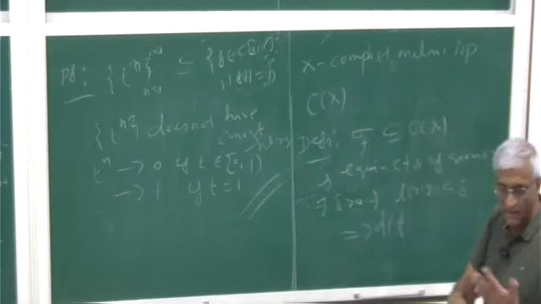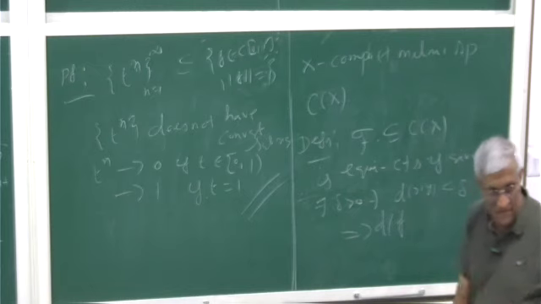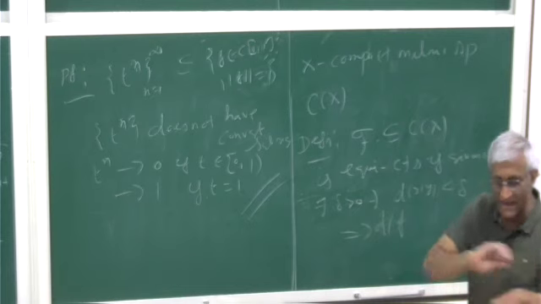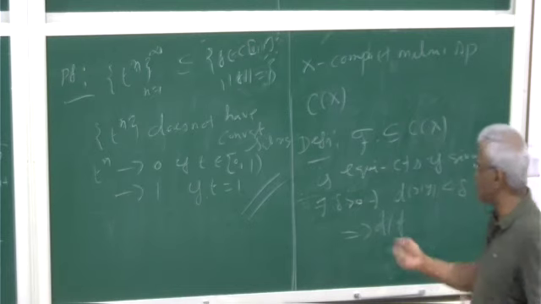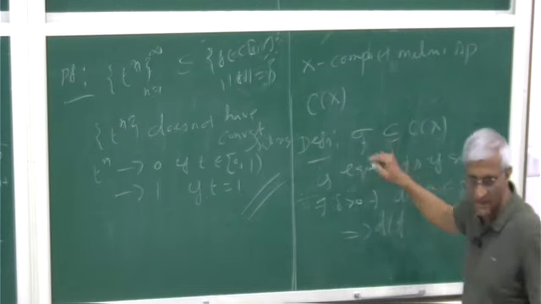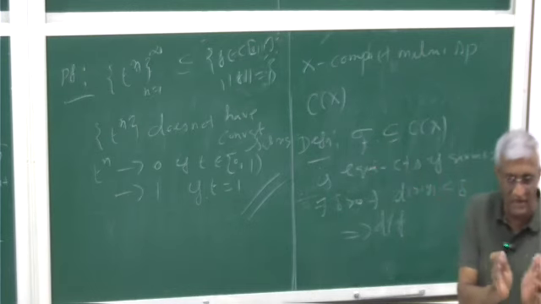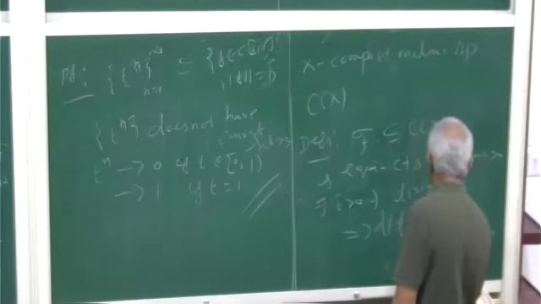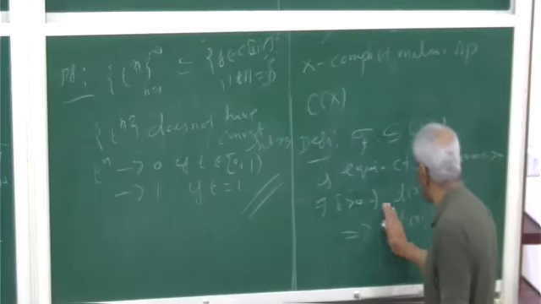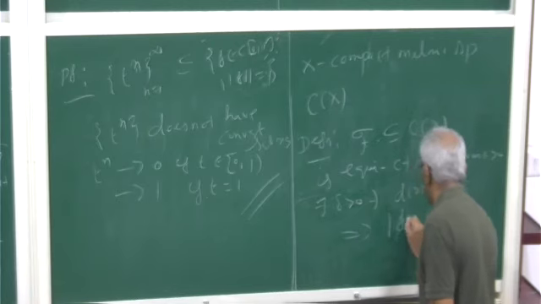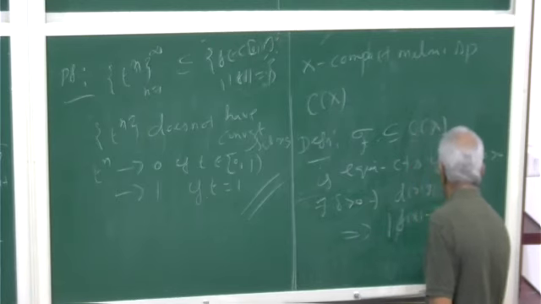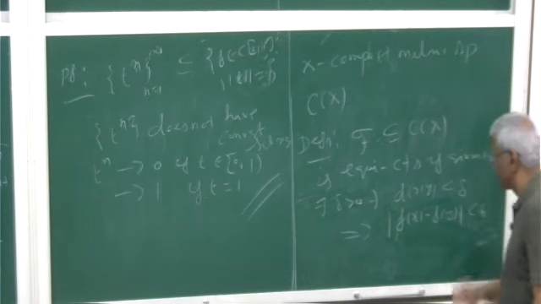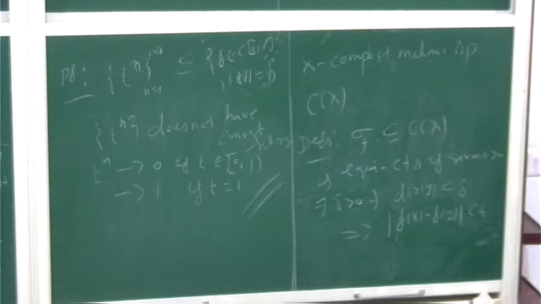This is just a generalization of uniform continuity. Uniform continuity is: given epsilon, there exists delta, and delta does not depend on any x. Here it should not depend on any f also. This is a collection of functions. You say a collection of functions is equicontinuous if |f(x) - f(y)|, using complex numbers or real numbers, is less than epsilon. This is what is equicontinuous.